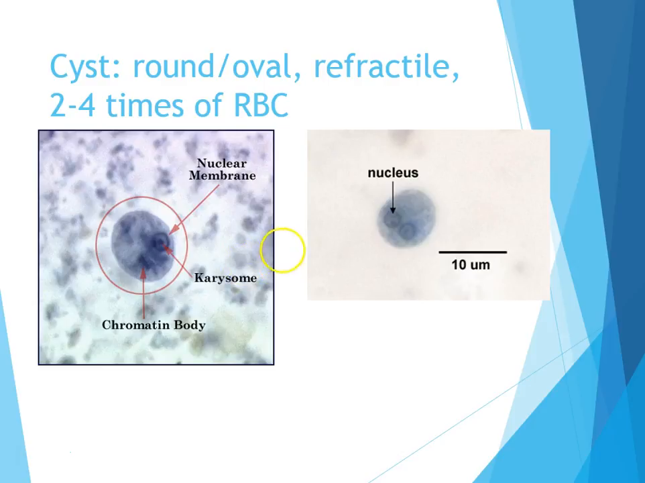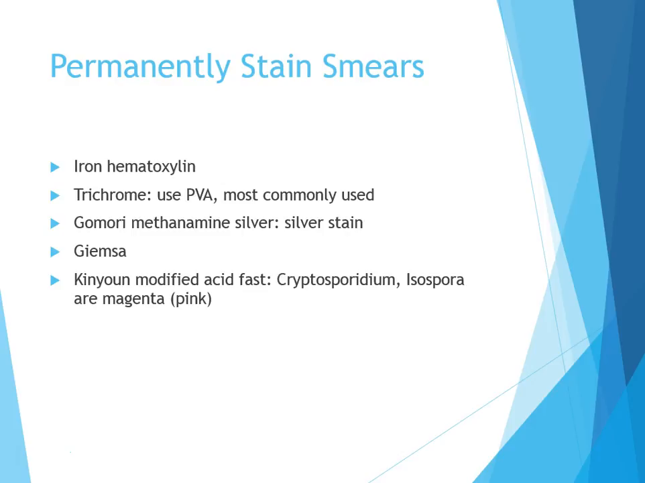The cysts are better seen with iodine, so you want to look really good for those on the iodine. These are the permanent stains that you would use from the PVA vial of the stool. These are permanently stained smears. They last a long time, so you could go back to them if you needed to.